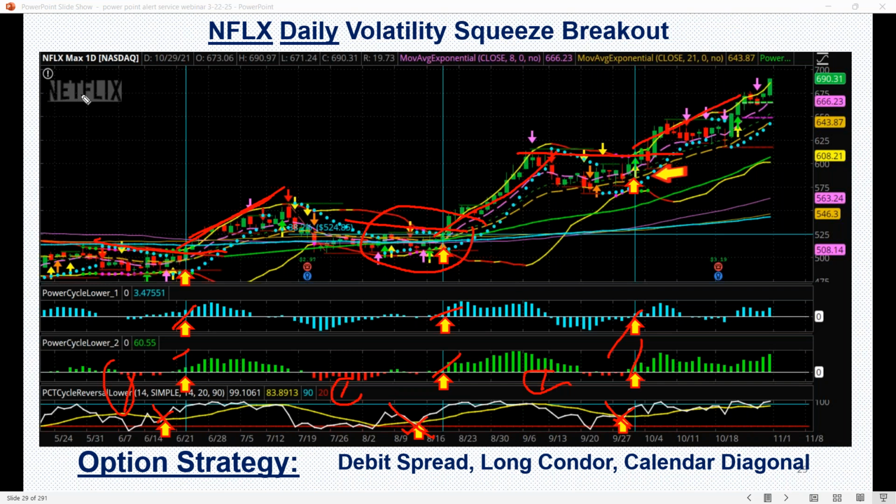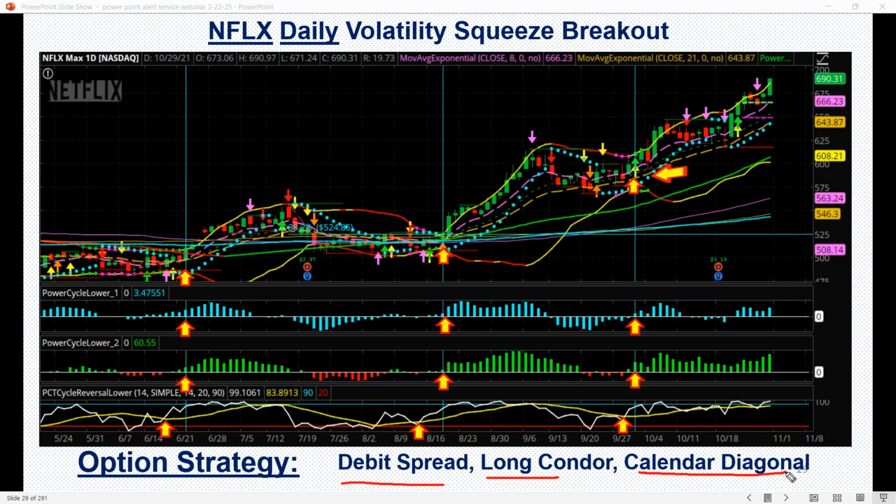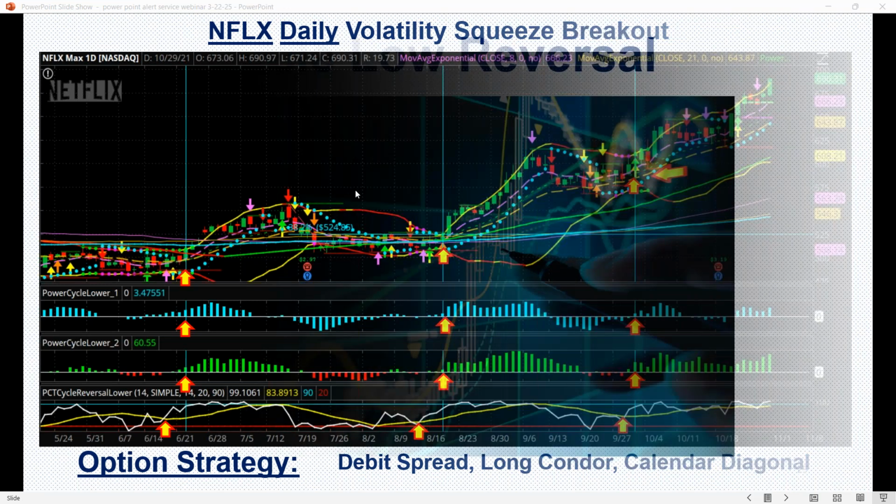All right, so now with that particular pattern, it helps me identify and say, okay, what type of option strategy would I use? So this one I might use a debit spread, might do a long condor, or maybe a calendar diagonal. All right, so it's just a real step-by-step process that I go through.